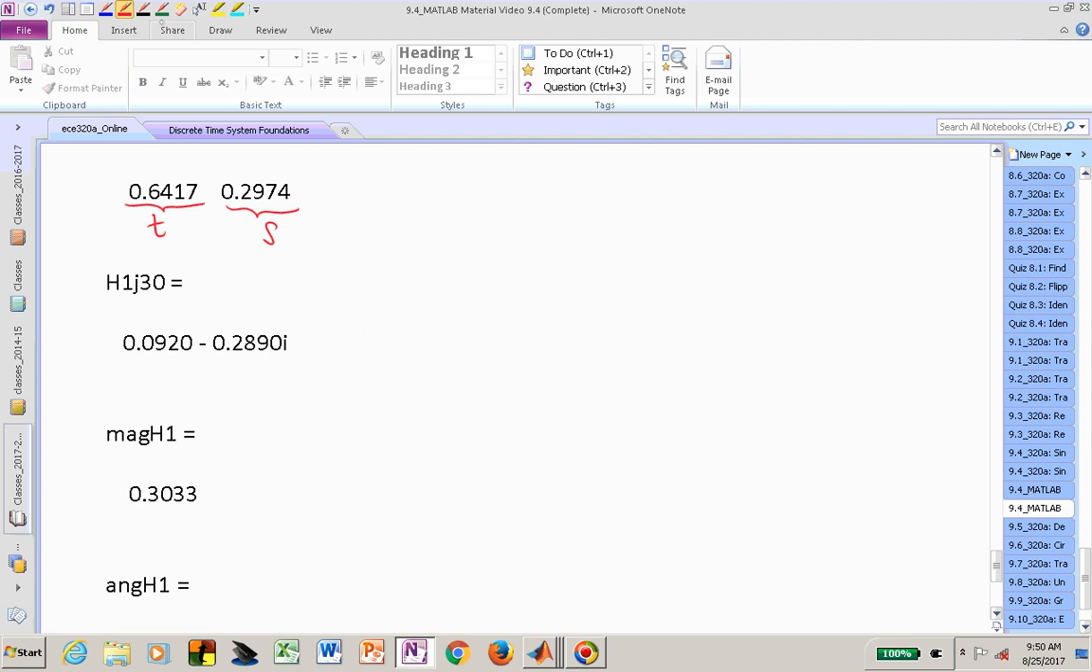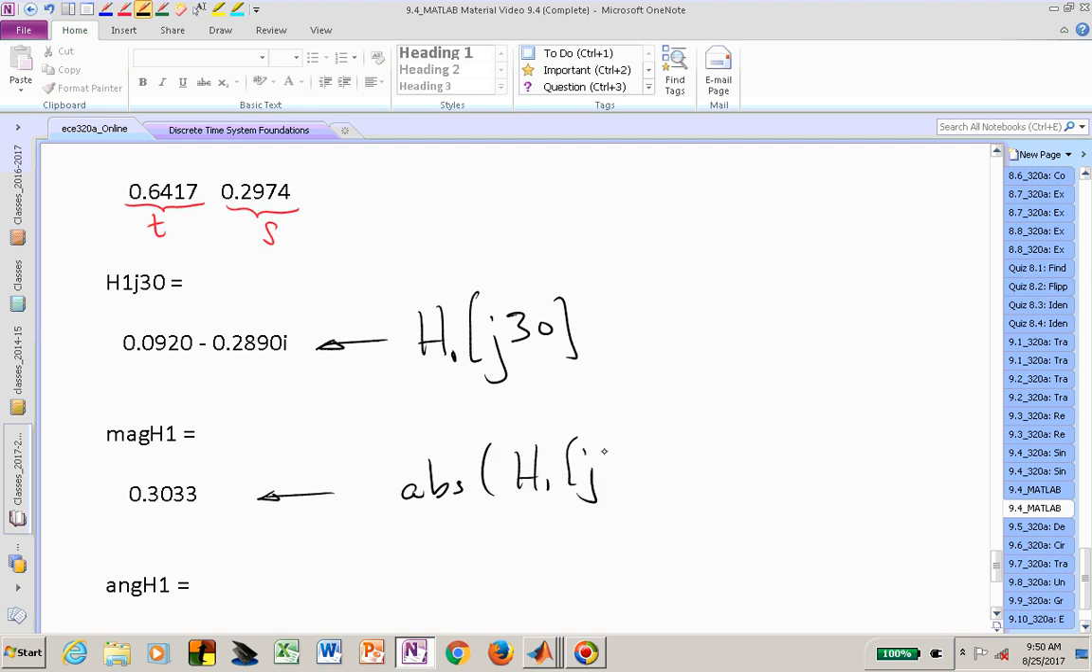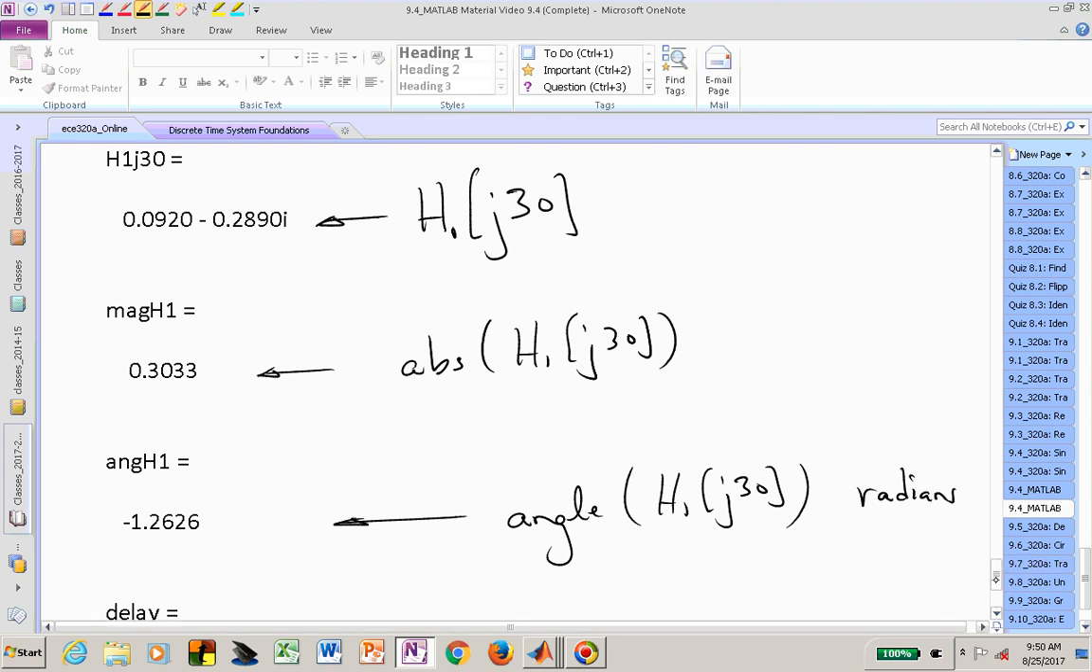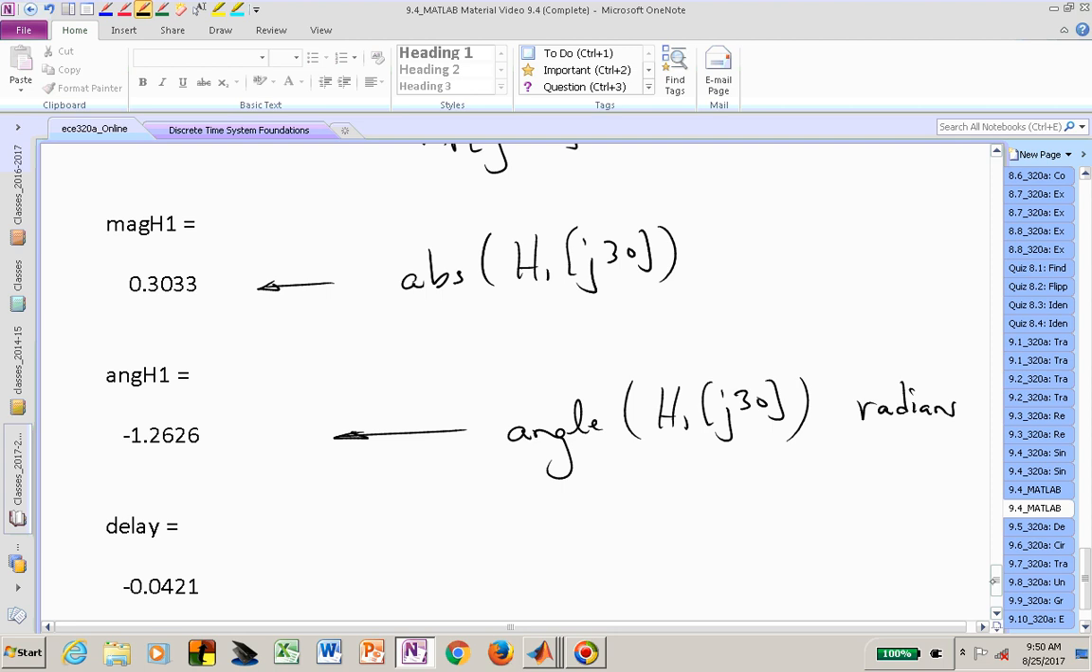Here is H1 at j30 as a complex number, and it's in rectangular form. This would now be converted to the magnitude of that. So I now have the absolute value of H1 of j30, and I have the angle of H1 of j30, and that is in units of radians. I could then convert that to degrees if I wanted to, but that's what I found in the Bode plot, in degrees.